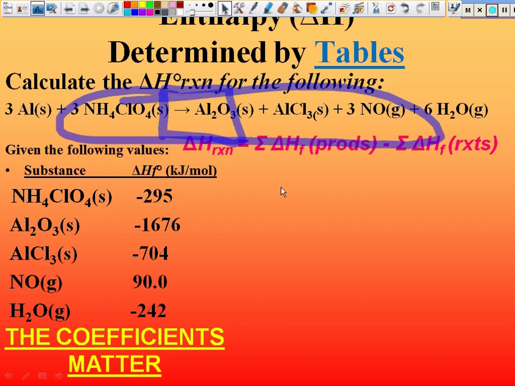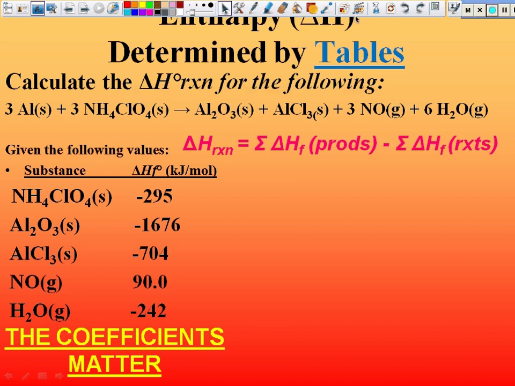Did we do this problem? All right, so let's do this one real quick. So we've got 3 Al, so 3 aluminums plus. Let me pick on somebody. Mary, what is the name of that formula? Ammonium what? Anybody? Perchlorate. Okay, or hyper or per, either one. So ammonium perchlorate, solid, plus aluminum oxide yields aluminum chloride, plus nitrogen monoxide, and then water.